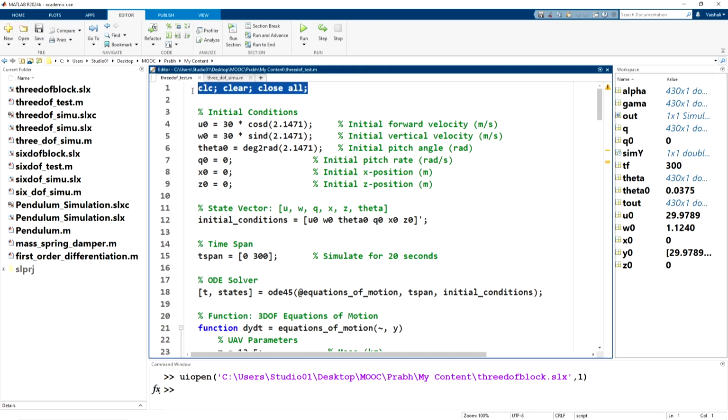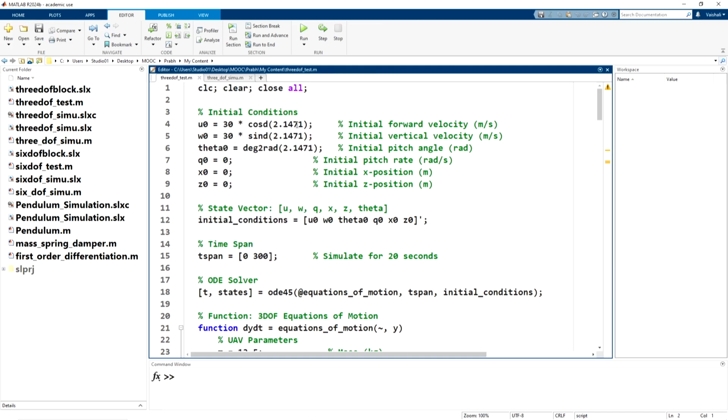So let me just rerun this now. These are the initial conditions that I have explained. u naught is v into cos of the angle. This is the method to convert degrees to radians directly. So we got alpha trim as 2.147 degrees. This is the initial condition for u naught. U naught is v, 30, into cos d, initial forward velocity. It is converting it to radians. Similarly, w naught is v sin alpha, sin d 2.1471 degrees, initial vertical velocity.